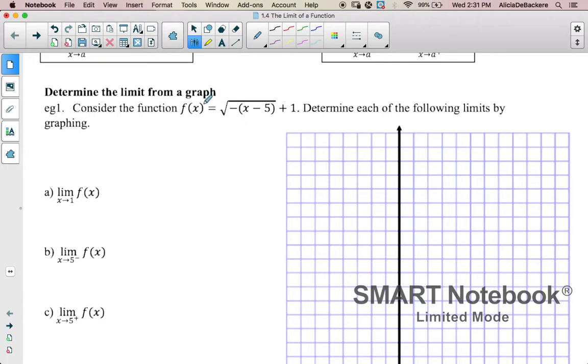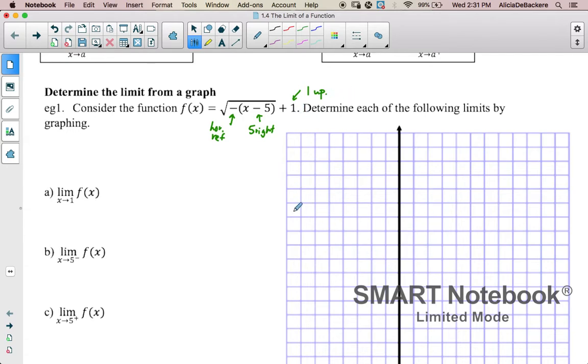The first thing we're going to do is take a look at a radical function. And in order to come up with these limits, first we're going to look at a graph, just so we have that visual idea. So here I've got a radical function. I know that there's been a horizontal reflection. I know that there's been a shift 5 to the right and a shift 1 up. So I'm going to draw a picture of this graph.